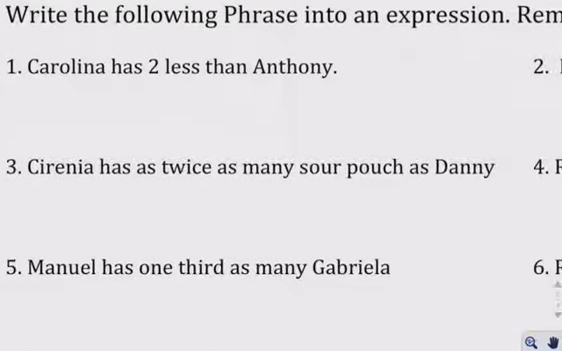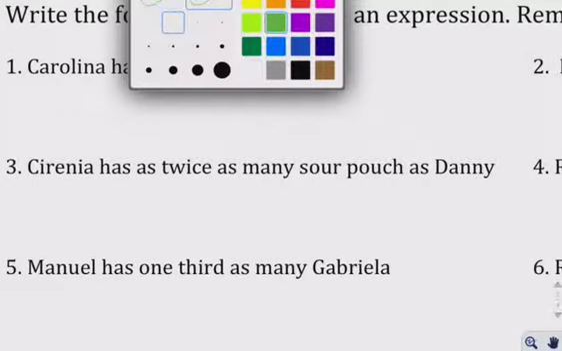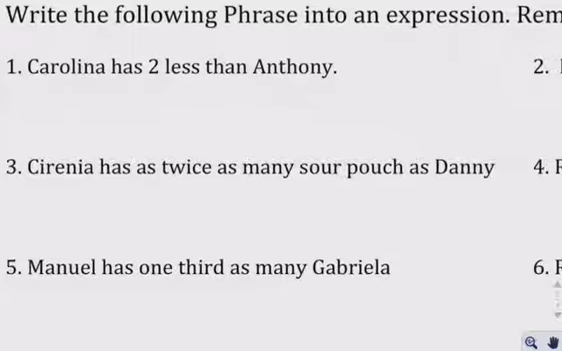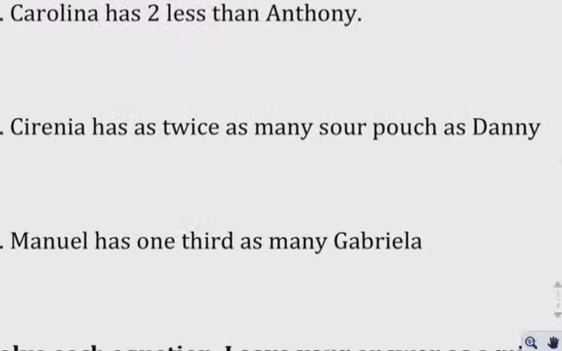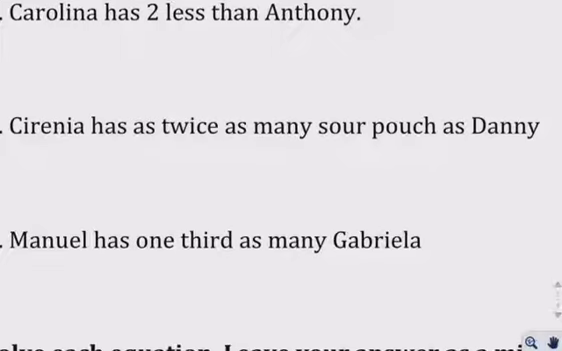So here, Carolina has 2 less than Anthony. So Carolina, 2 less than means to flip. Anthony, so it's 2 minus Anthony, but we flip Anthony. We don't know what Anthony is, and we don't want to write Anthony every time, so we're going to let people know that Anthony is the letter A.